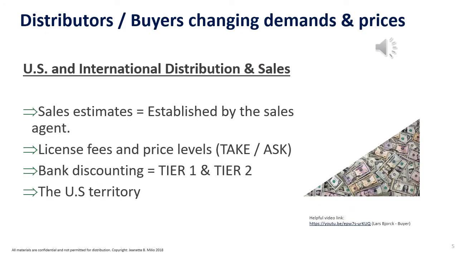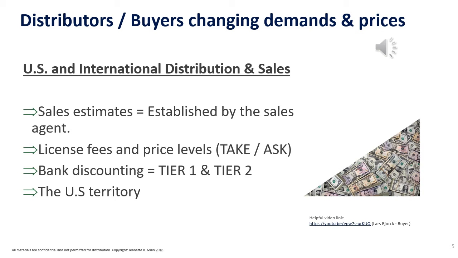When dealing with sales and distribution, the first thing we have to look at is hiring a bankable sales agent. A sales agent a bank will lend against. Sales estimates established by that sales agent will reflect a take pricing, which is the low pricing, and an ask pricing, which is the ideal or optimal pricing for license fees.